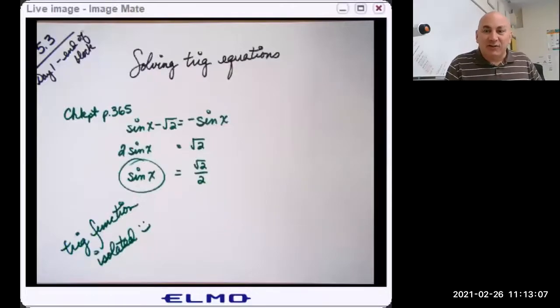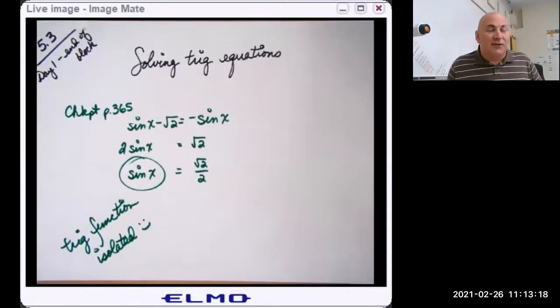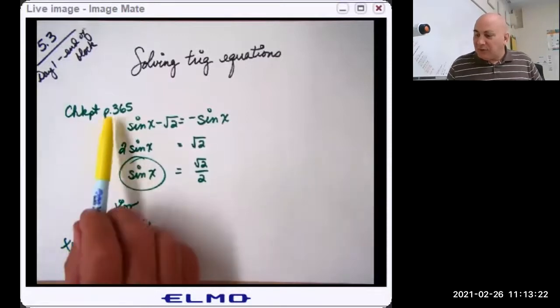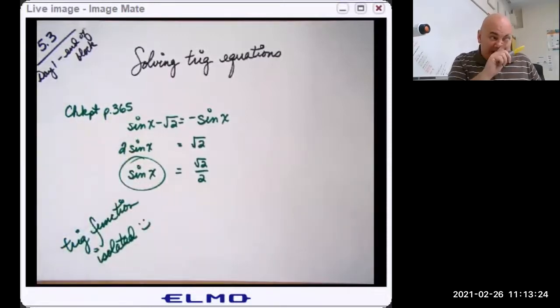Hello, pre-calculus students. In previous lessons, we have learned some trig identities and verified trig identities. Today, we're going to use those skills and solve equations that have trig functions in them. So here's a problem from page 365 of our current textbook.